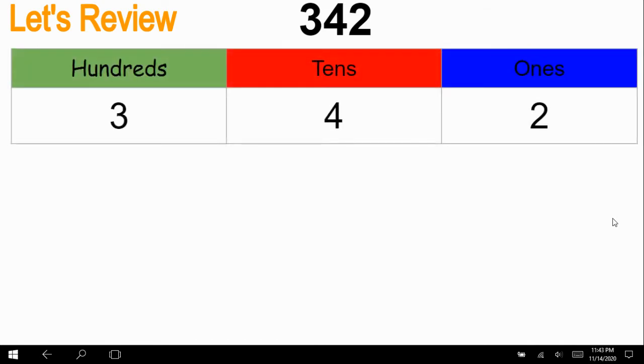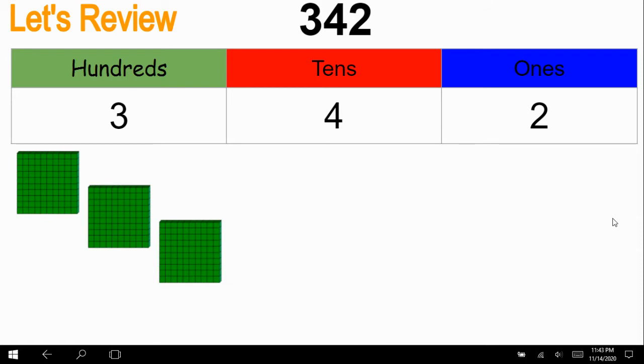We also know that 342 is written in standard form, but we can break that number apart and know that the 3 is worth 300, the 4 is in the tens place, and the 2 is in the ones place. We can represent this number, 342, with our place value blocks.